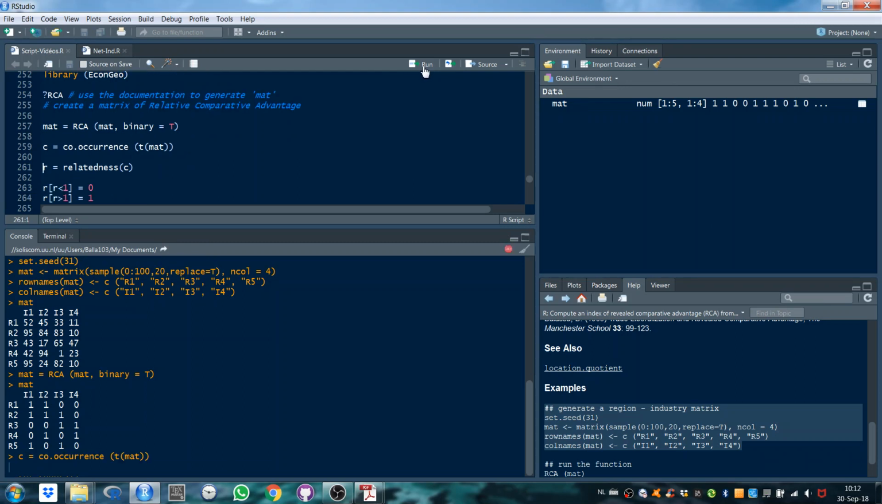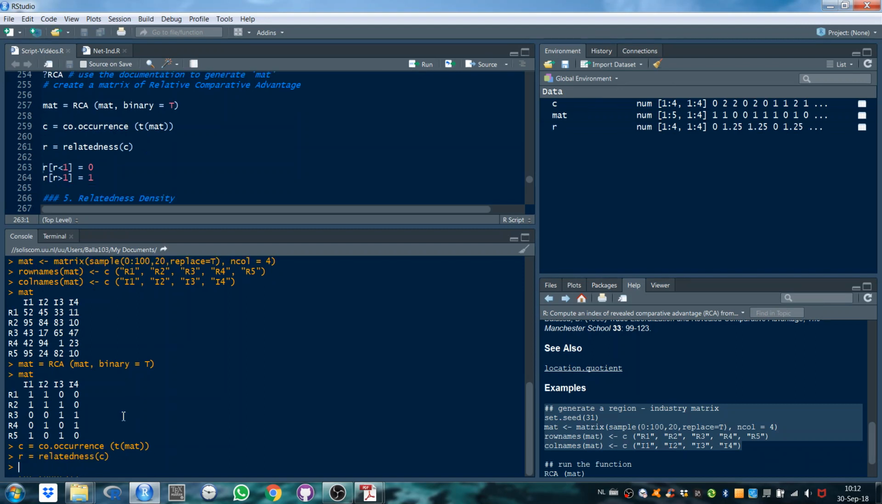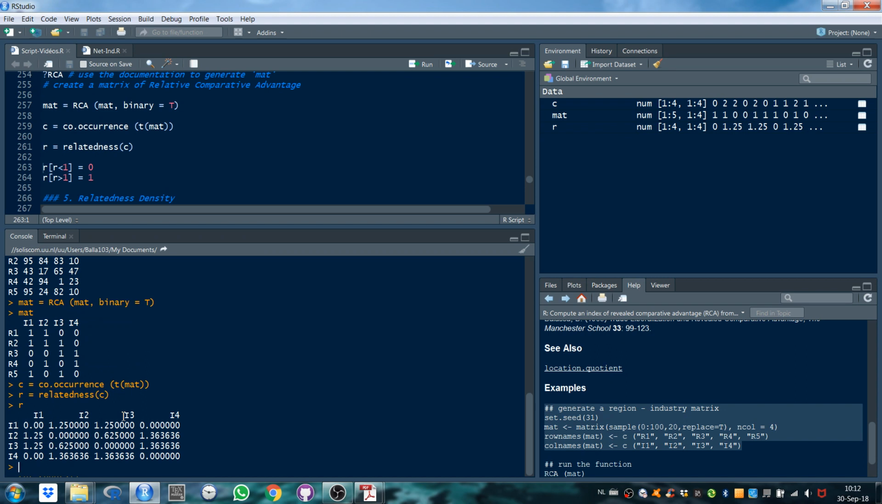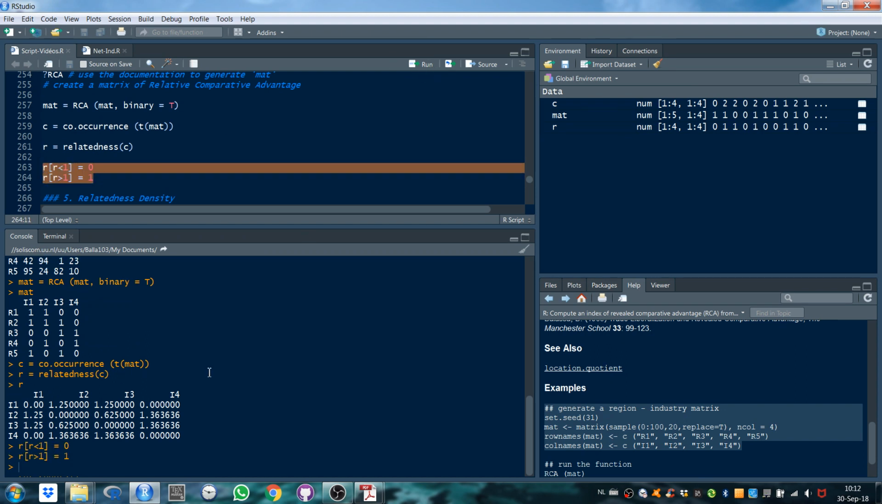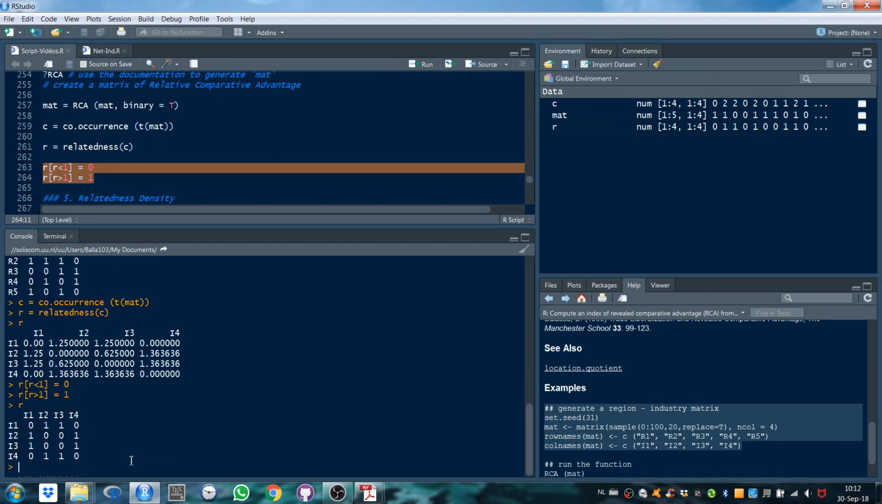First, we compute a matrix of co-occurrences between industries, and then we compute a matrix of relatedness based on the co-occurrences between industries. That's what we did in the previous video as well. And just to simplify again a little bit, we're just going to look at 0-1 relatedness, so whether two industries are related to each other or not. So this is our starting point.